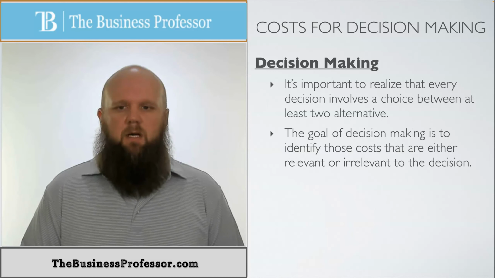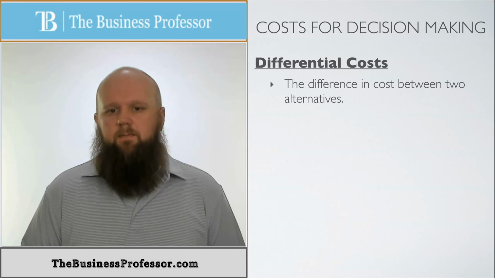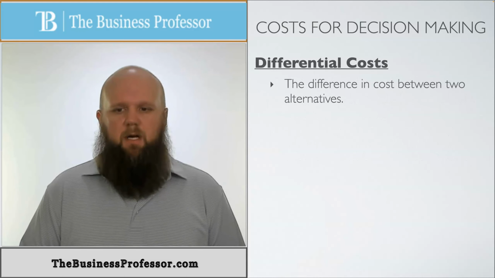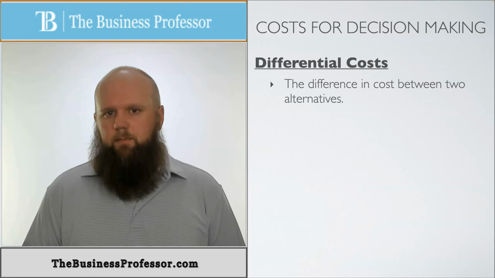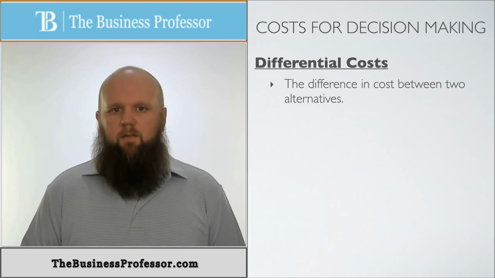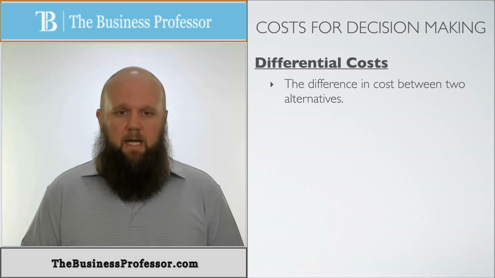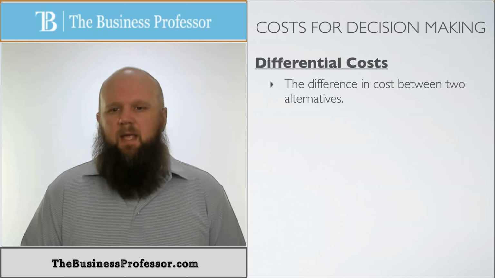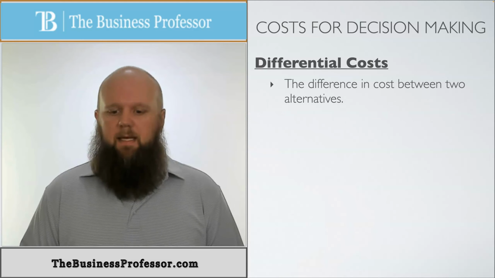So let's look at some of these costs that are associated with decision making. The first one is differential cost. The differential cost is simply the difference between the cost of two alternatives. So if you're looking at two cars that you're potentially purchasing, if you were to take the cost of car A and the cost of car B and subtract the two, that's the differential cost. It's a very basic cost difference that you can use in decision making, but it doesn't give you the whole picture. It's just very quick to get.